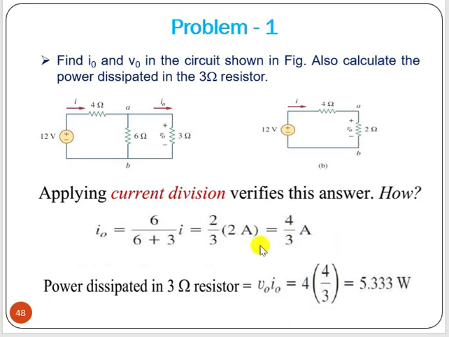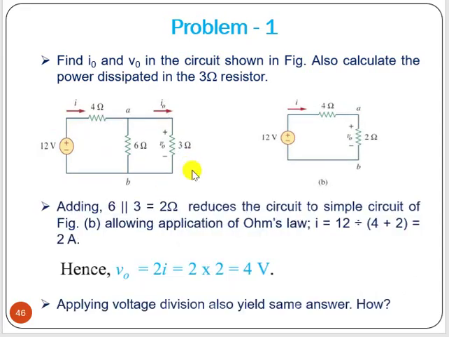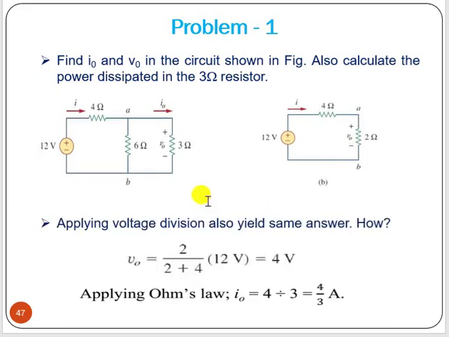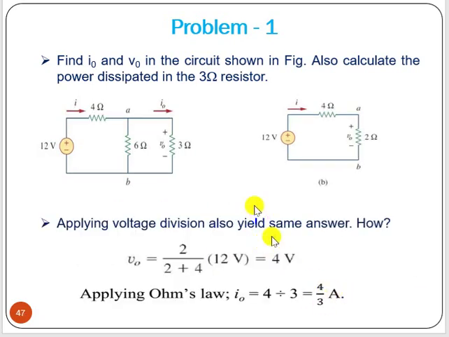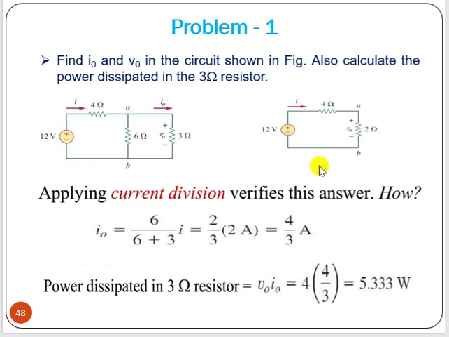Okay. Now we can apply current division to verify the answer. How? This total current I is 2 ampere. This 2 ampere current is divided in two parts, and you have to find I0. So I0 will be equal to other branch resistance, that is 6, divided by total branch resistance 6 plus 3, into I, that will be 4 by 3, which you already got. And the power dissipated across the resistor will be V0 into I0. If you multiply you will get the result.